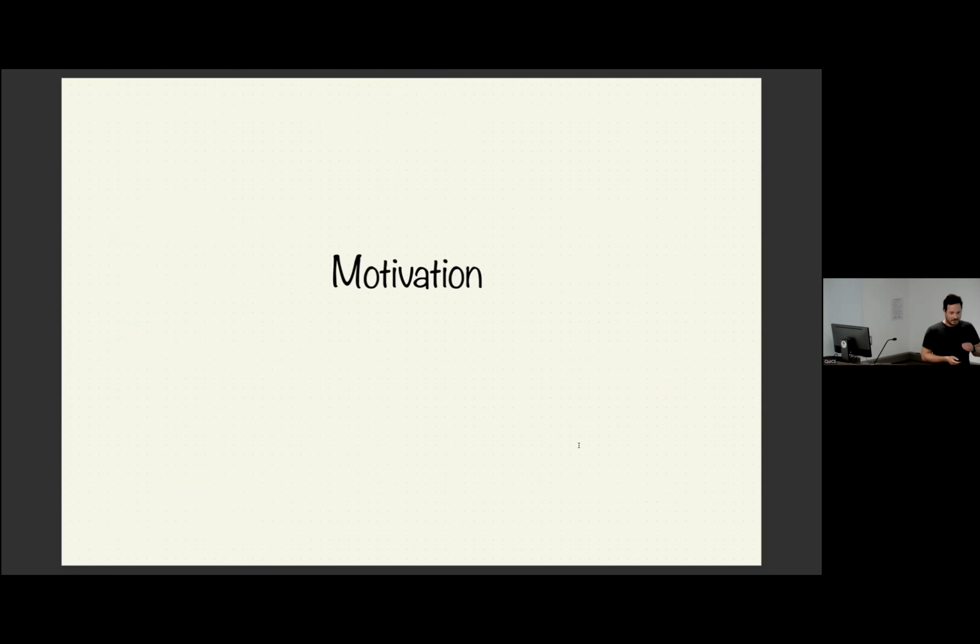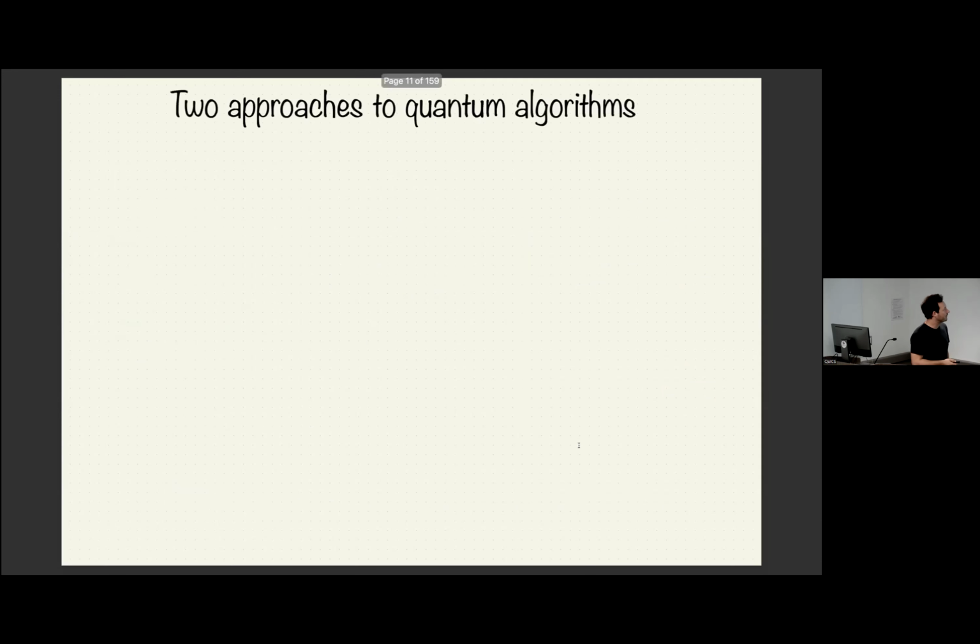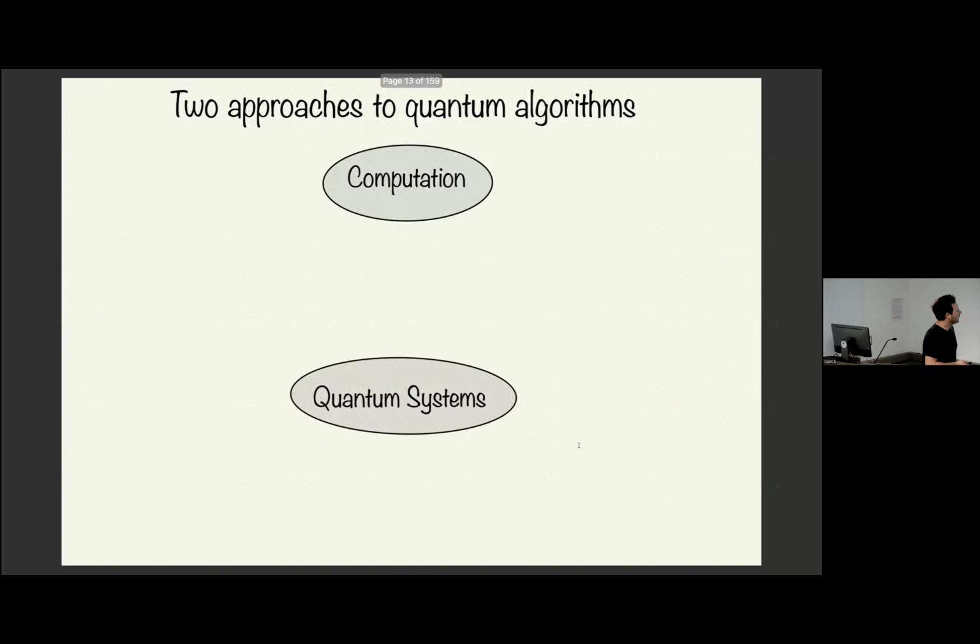Okay, so let me take a step back and give you a little bit of motivation for how I think about this problem and what drew me to these kinds of questions. So you could say that there are perhaps 2 approaches to quantum algorithms. If you consider the space of all the computational problems we would like to solve, encapsulated here at the top, and then at the bottom we have quantum systems.